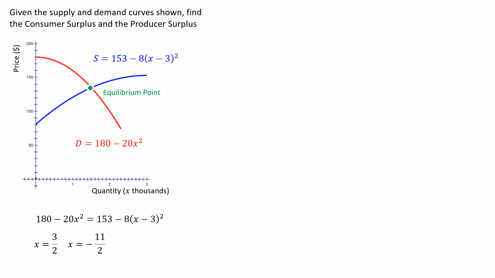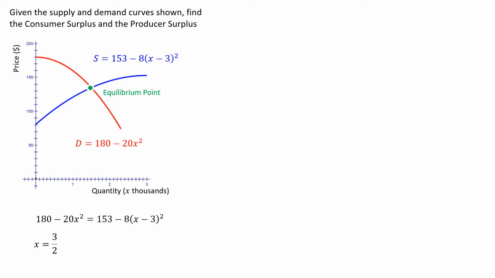You'll notice that one of the answers has a negative x value, and if x is the quantity in thousands, x being negative 5.5, or 5,500, doesn't seem to make a lot of sense to have a negative quantity, and so we'll disregard the negative answer, and we'll notice that x is 3/2 or 1.5.